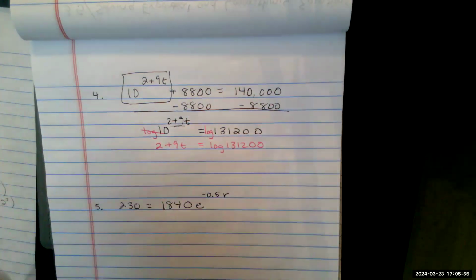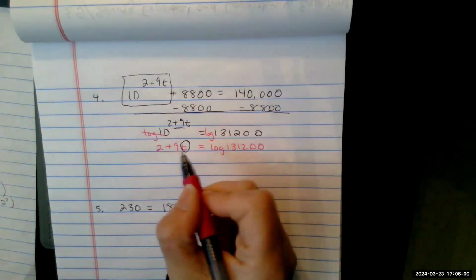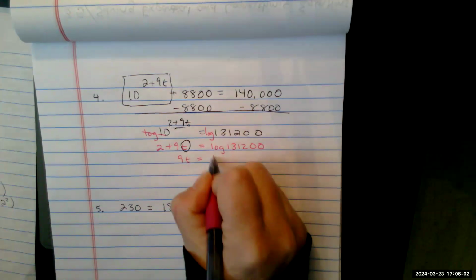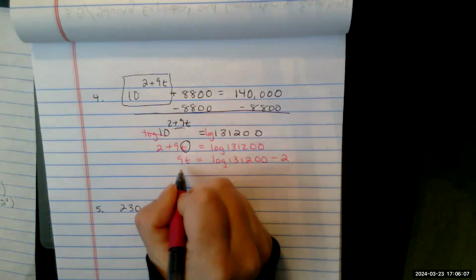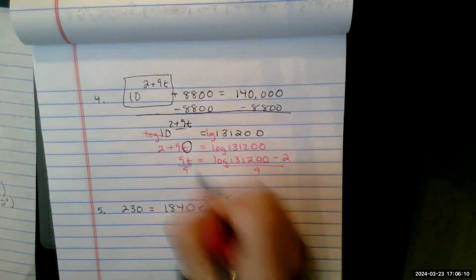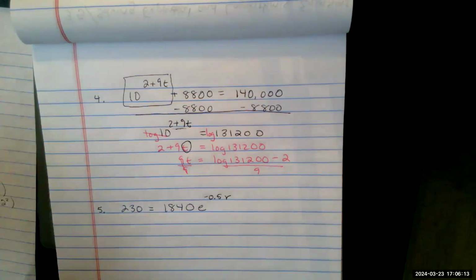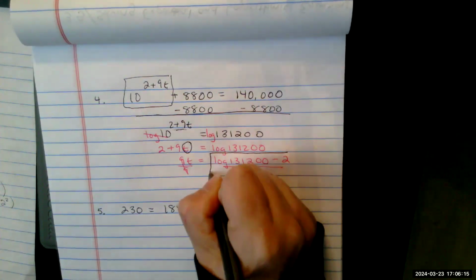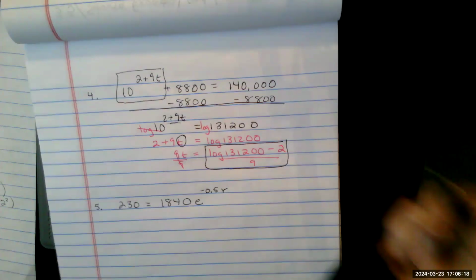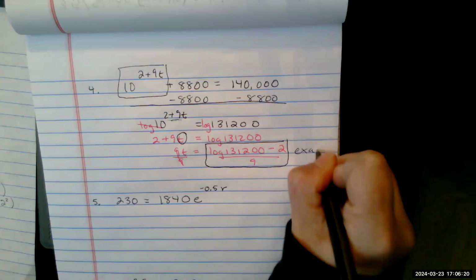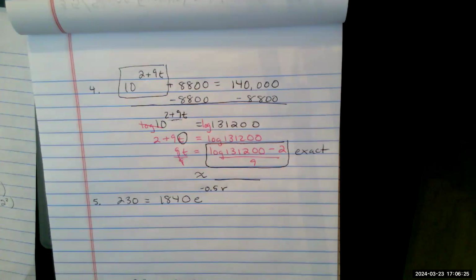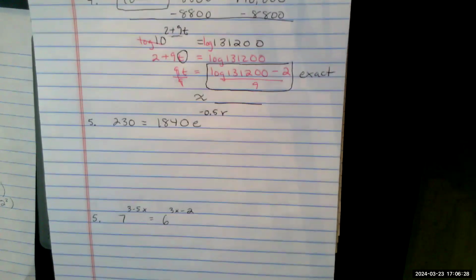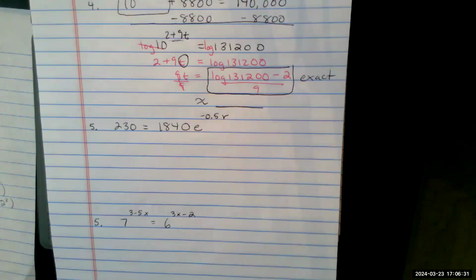So now I'm here. I still need to get this by itself. So I'm going to subtract 2 and then divide by 9. So it is not pretty, but this is your exact answer because if I go any further, I'm going to get decimals that I need to round. So that is the exact answer. Put it in your calculator and get the approximate. So I'm going to assume that you guys can do that, okay?